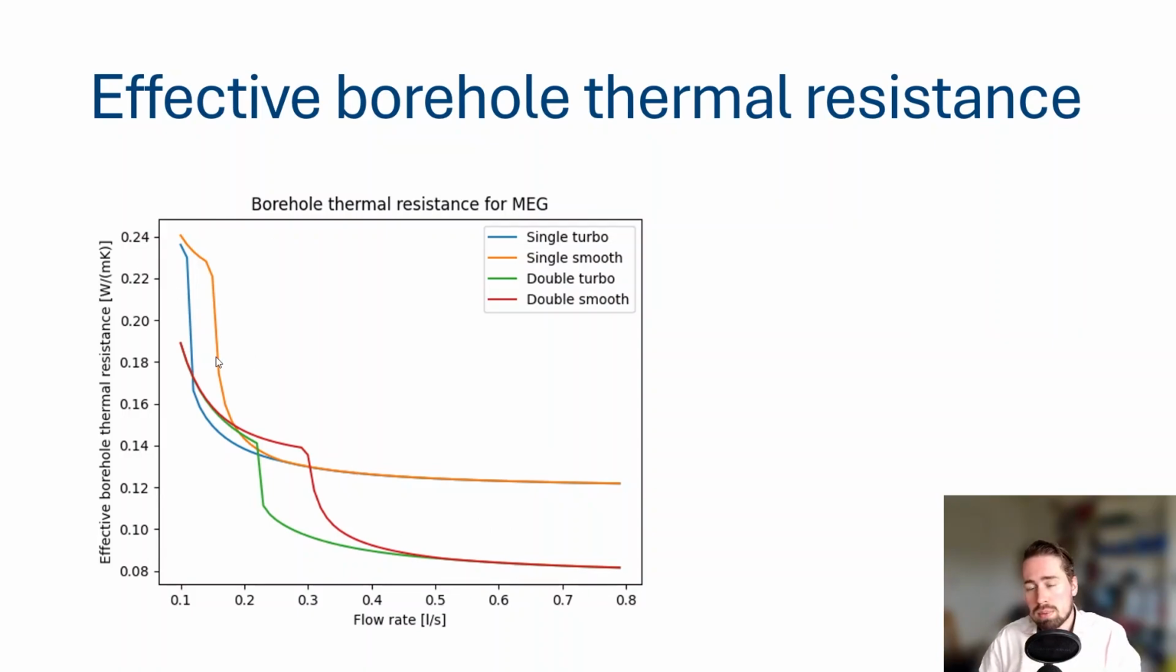For the single pipe, we have the same story, but now the transition occurs sooner because we have the same flow rate, but now it's in one pipe instead of divided by two, so it occurs sooner. And you see here the same drop, which occurs first for the turbocollector and then for the smooth pipe. Now this is the story for the thermal side.